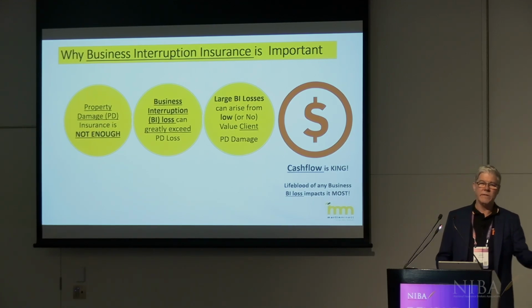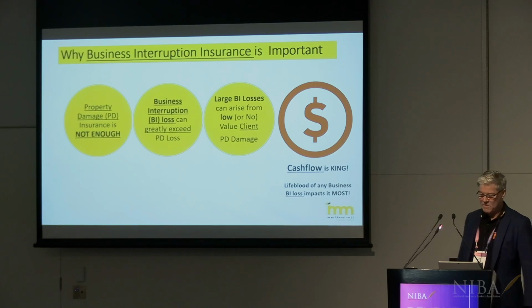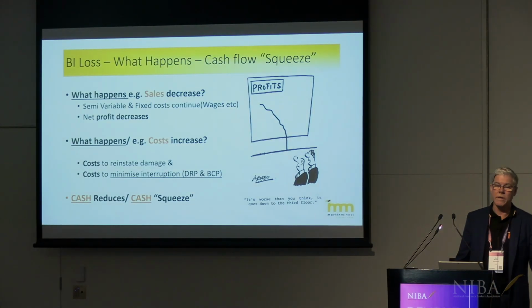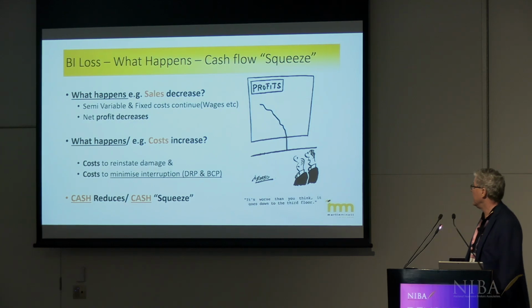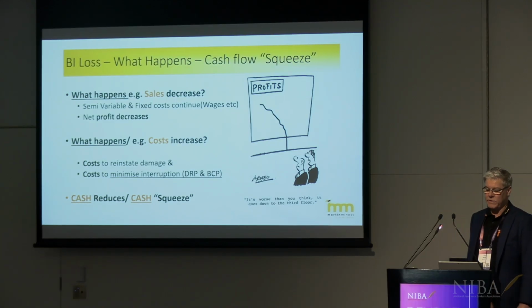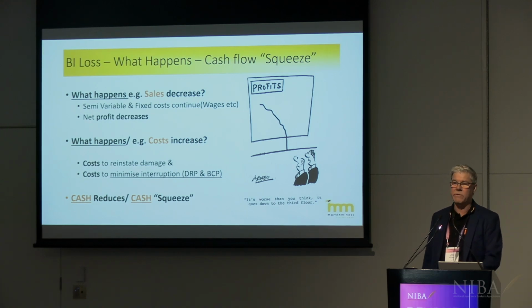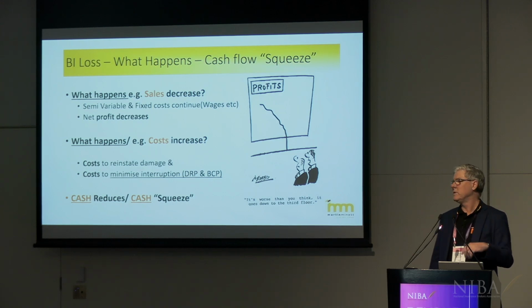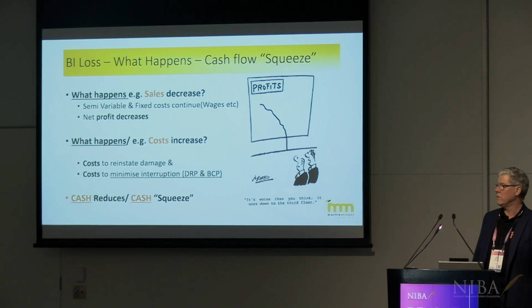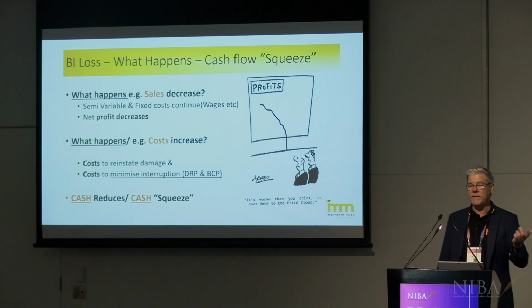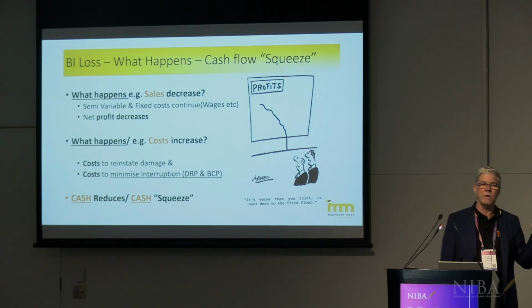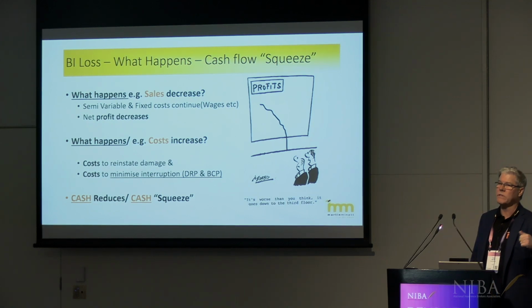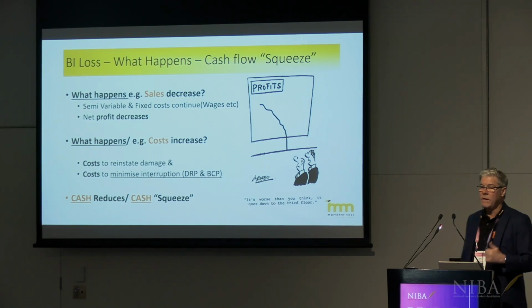And I think everyone knows, and anyone who's been in any kind of business, but definitely small business, cash flow is king. And that's really what business interruption protects for clients. So as it says up there, basically what happens is sales decrease, all the fixed costs continue, wages, financing costs, and basically even the semi-variable costs all continue along. And basically the client at that time has got extra costs going out, trying to reinstate property damage, those costs, plus obviously trying to mitigate the business interruption.